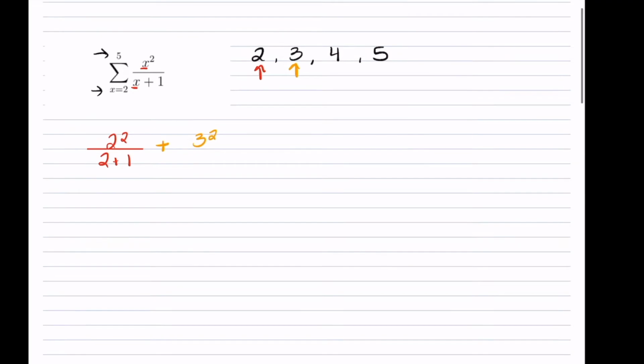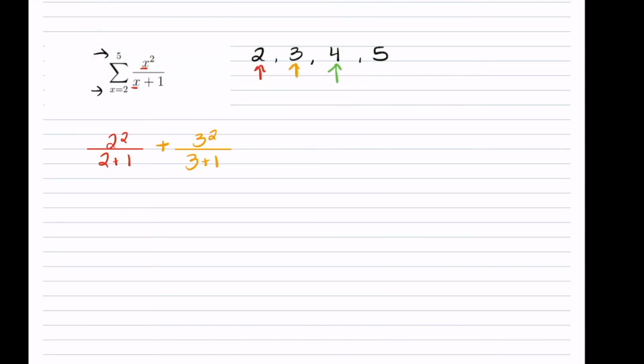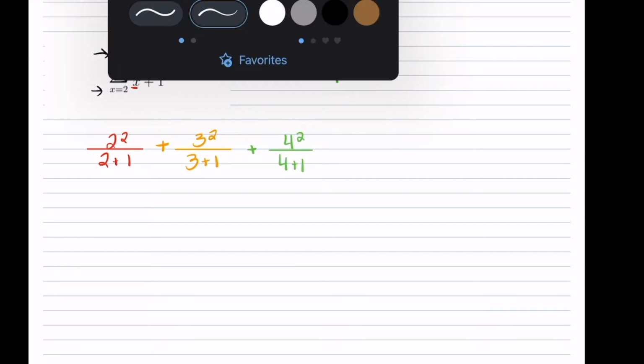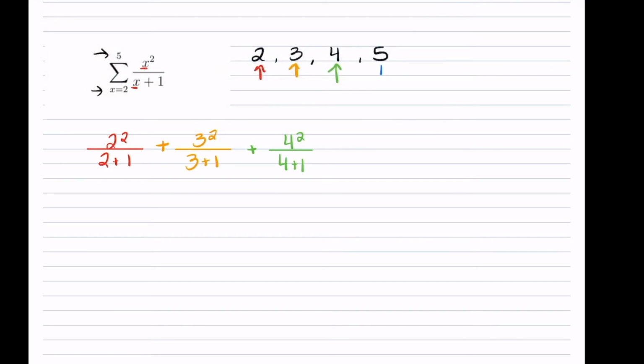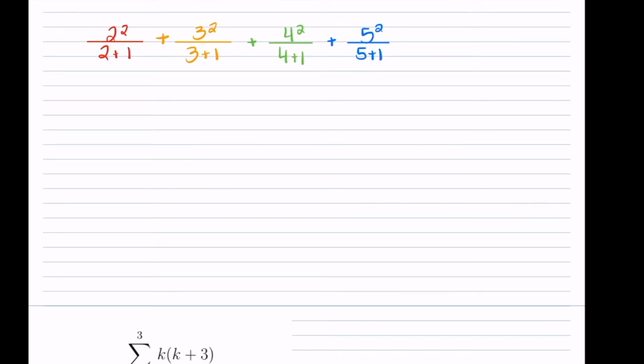3 squared over 3 plus 1. For x equals 4, 4 squared over 4 plus 1. And for 5, 5 squared over 5 plus 1. And then, again, we're just going to simplify this to put it into more readable terms.